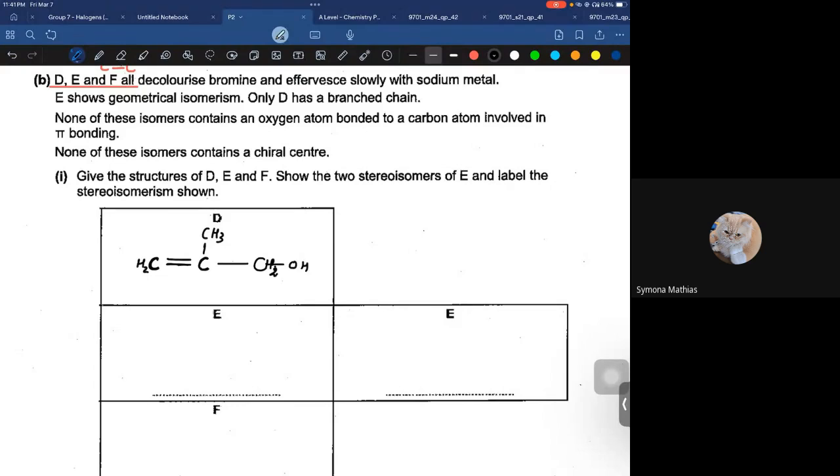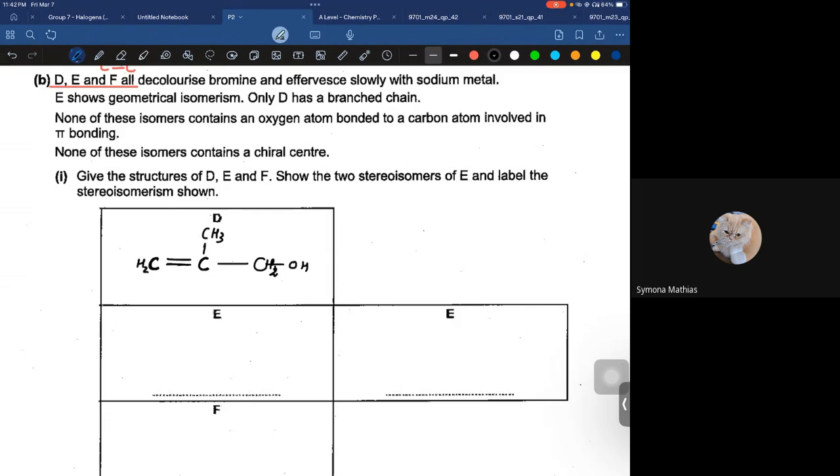Okay, so due to the presence of this OH, it is going to give you the positive test for sodium, like it's going to give you effervescence. Or since you are going to add bromine water and it contains an alkene, the bromine water will decolorize. Okay. And what is E?